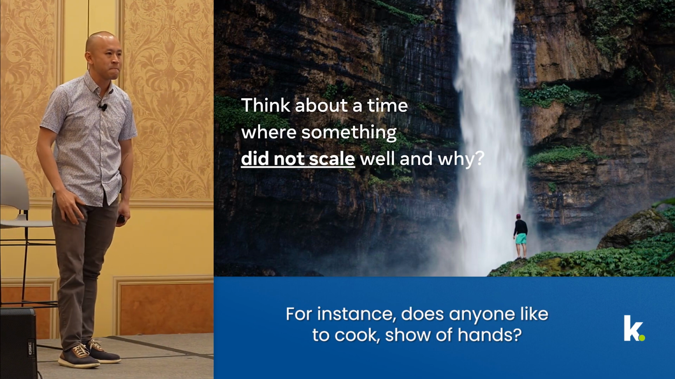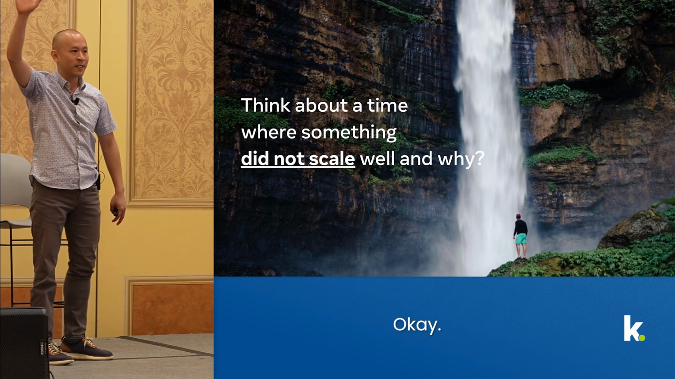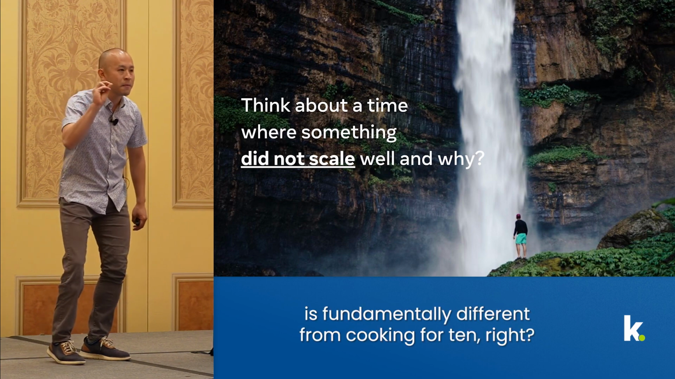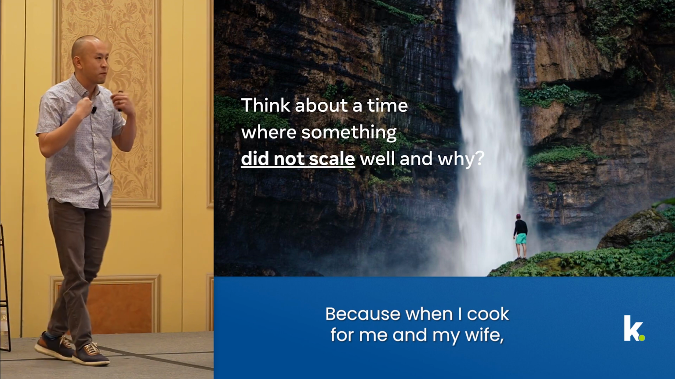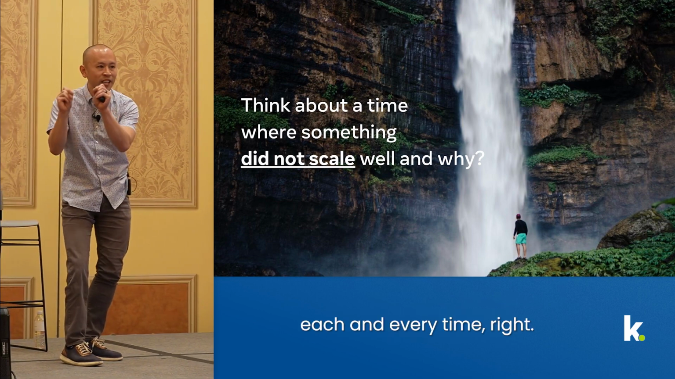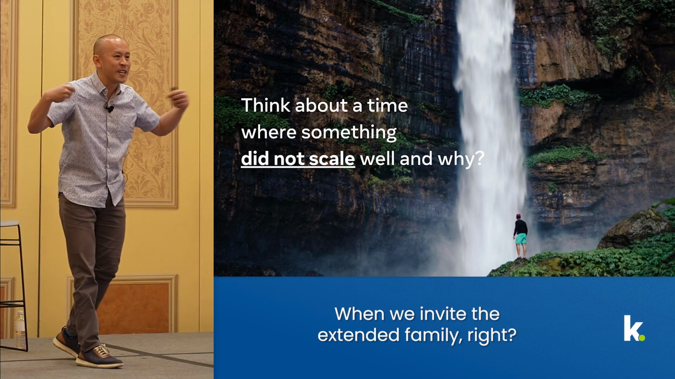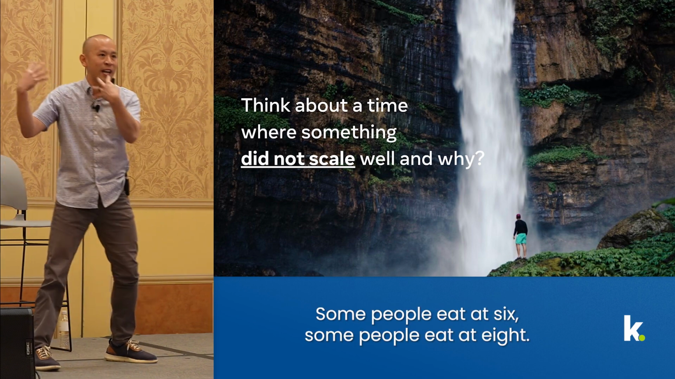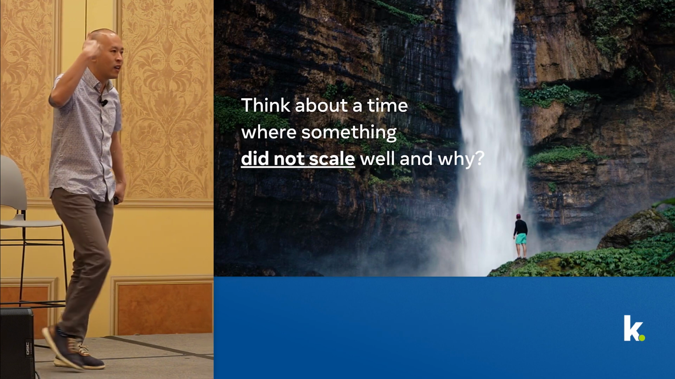For instance, does anyone like to cook? Show of hands. Anyone like to cook? Okay. Cooking for 2 people is fundamentally different from cooking for 10, right? Because when I cook for me and my wife, perfect, medium, rare, each and every time, right? When we invite the extended family, some people eat at 6, some people eat at 8, some people just don't eat, right? It doesn't scale. Why? Why does that happen?